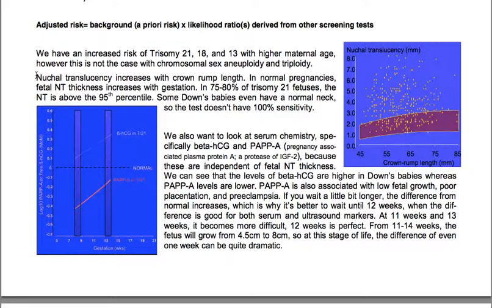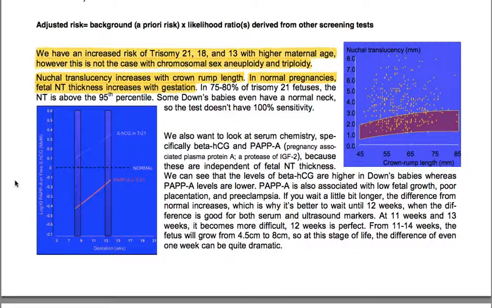Nuchal translucency increases with crown rump length. In normal pregnancies, fetal nuchal translucency thickness increases with gestation. In 75–80% of trisomy 21 fetuses, the nuchal translucency is above the 95th percentile. Some Down's babies even have a normal neck, so the test doesn't have 100% sensitivity.